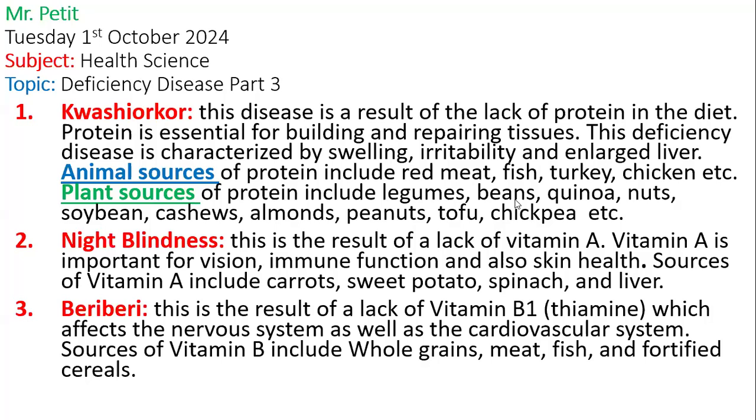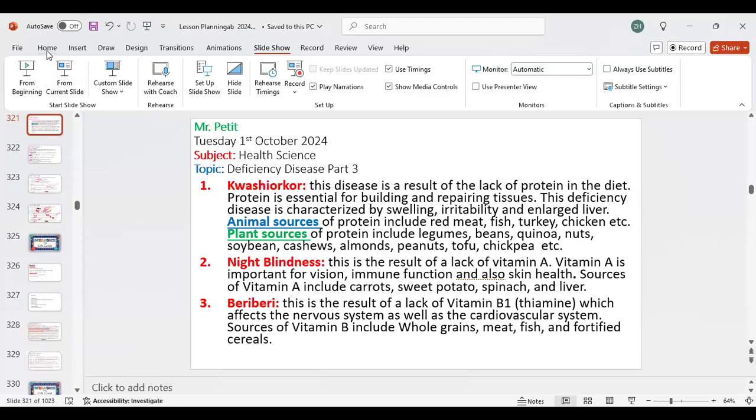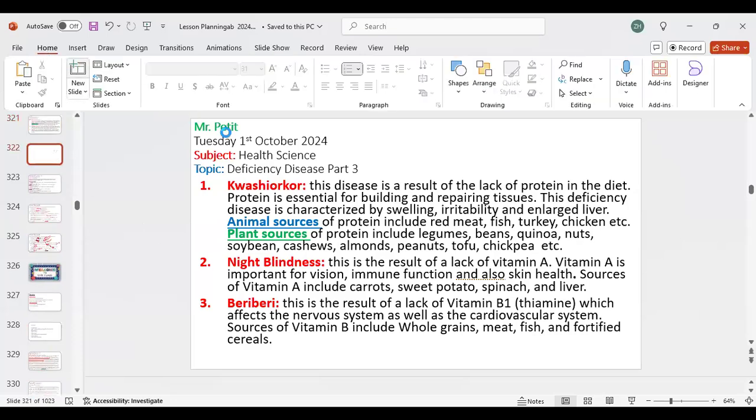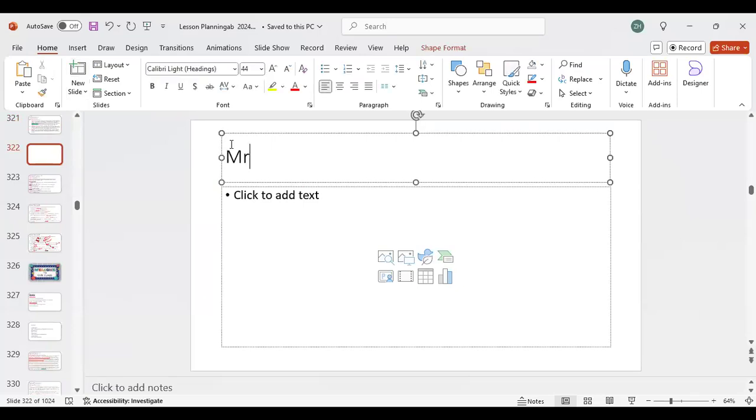All right, so let's quickly start with general science. For general science, we did arthropods last week, and we said that most animals in the world fall under arthropods. That's the biggest phyla. There's no other phyla in the world that's bigger than that, right? So today is Tuesday, the 1st of October, 2024. The subject is, of course, general science.